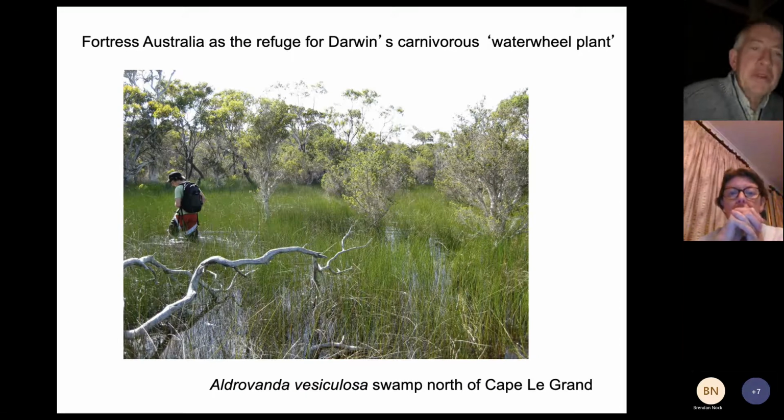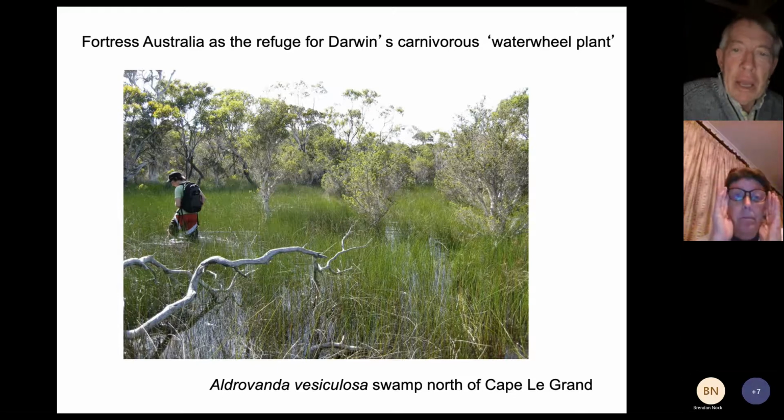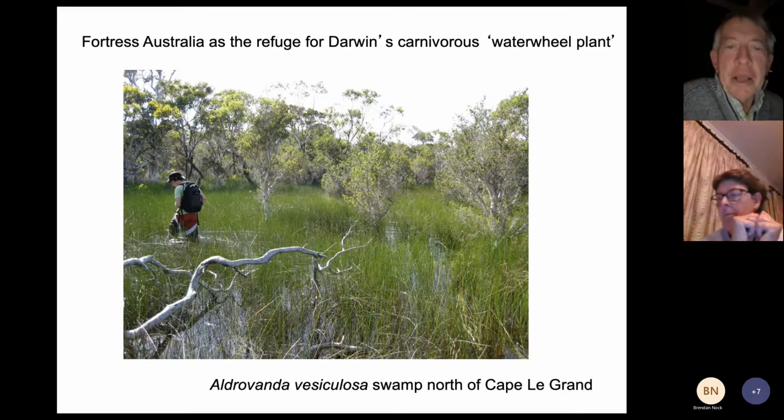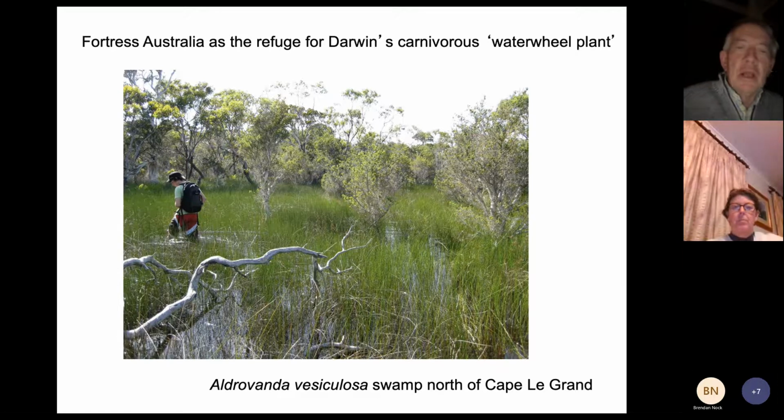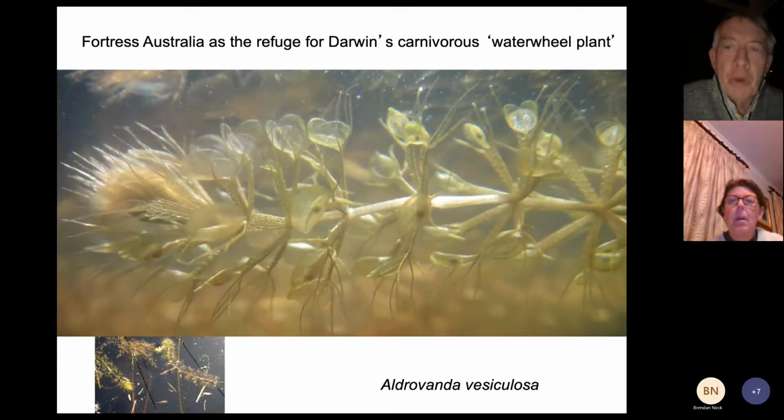Now, we've had research going on various carnivorous plants. This is one of the postdocs in our group, Adam Cross, and we keep finding surprises. And carnivorous plants, of course, get people's interest. This is the only known location for this particular plant. It's called the water wheel plant. It was a plant that fascinated Darwin.